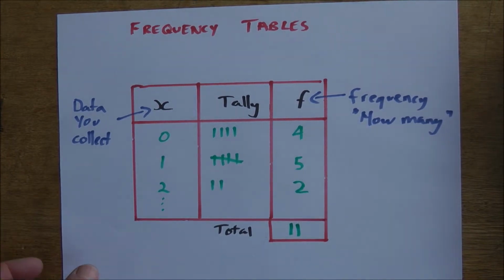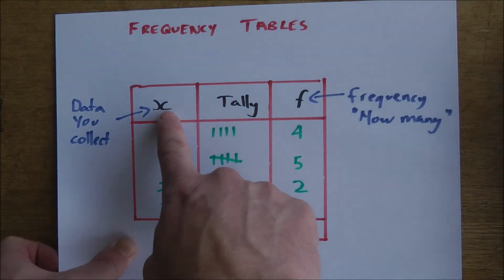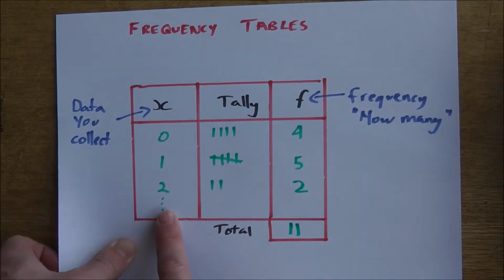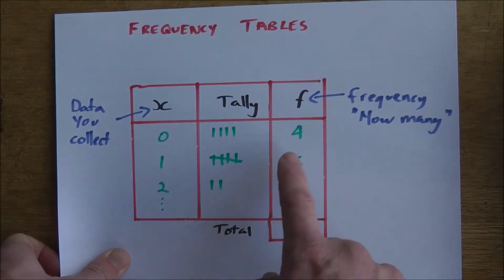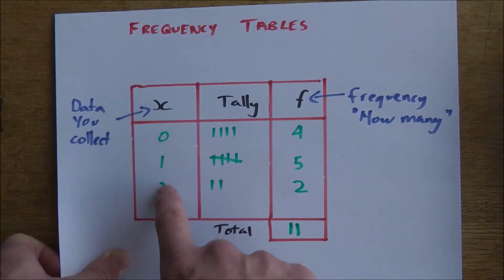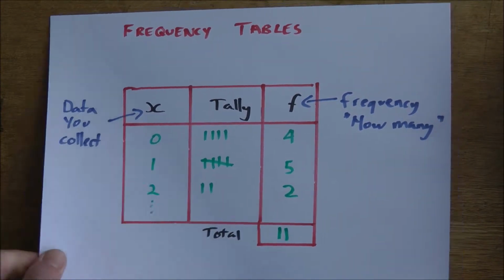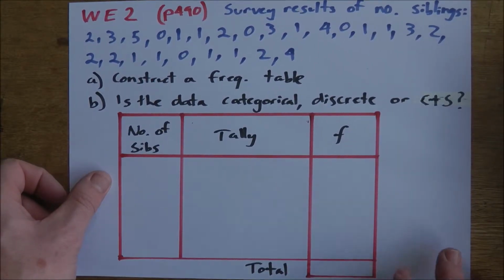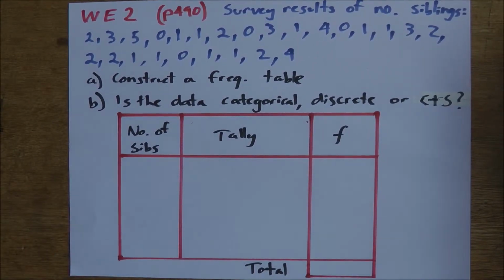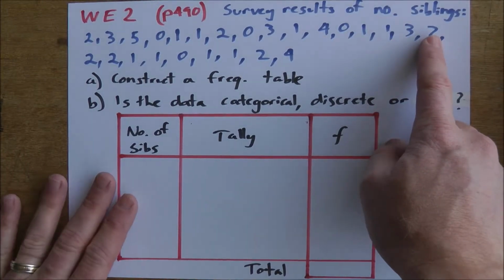So let's look at an example of how this works. So we can think of this as our actual score or our value, our data that we're surveying. We tally it up as we go, and the frequency is how many of those responses did we get. Alright, worked example 2, where we've actually got to do this. A class of Year 7 students, or 25 students, was surveyed around the number of brothers and sisters they have. And these were the results. So the number of brothers and sisters, or the number of siblings.